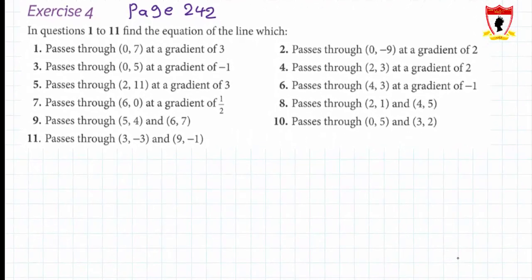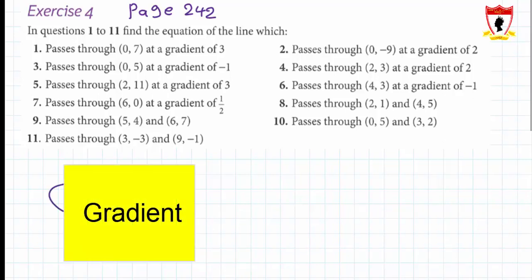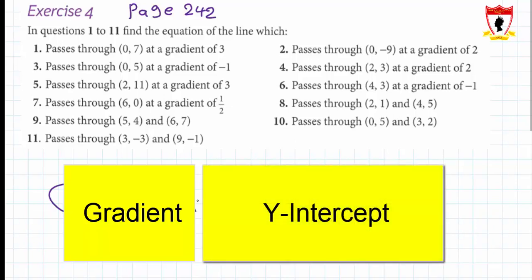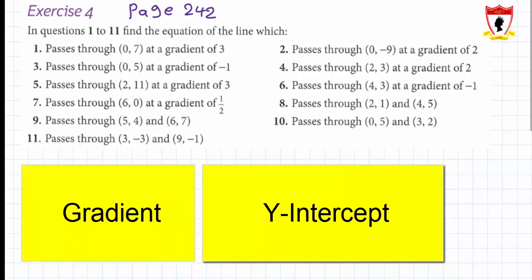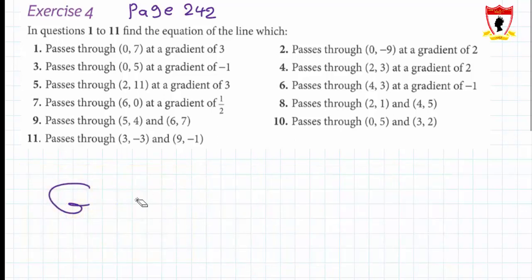This is Oxford Complete Mathematics for IGCSE students, Unit 7.3. So this time we are going to find the equation of a straight line. To find the equation of any line, we need to know two things. The first thing is the gradient, and the second thing is the y-intercept. The y-intercept is very important to find the equation of a straight line. So we need the gradient and the y-intercept.